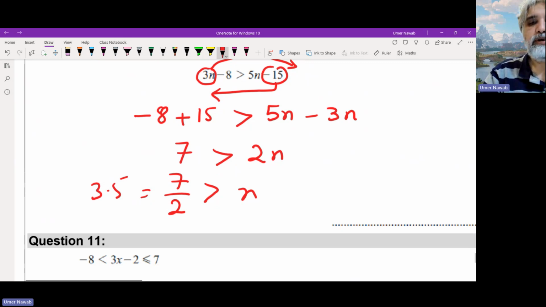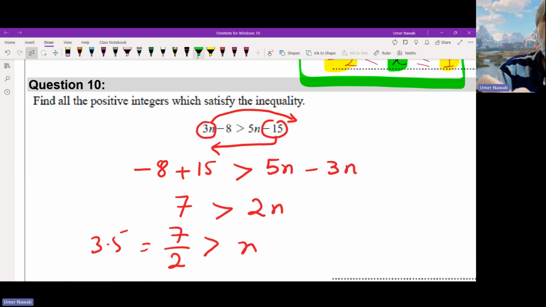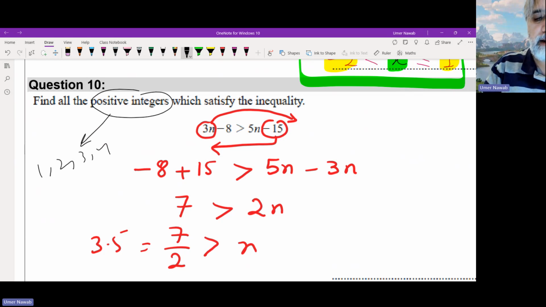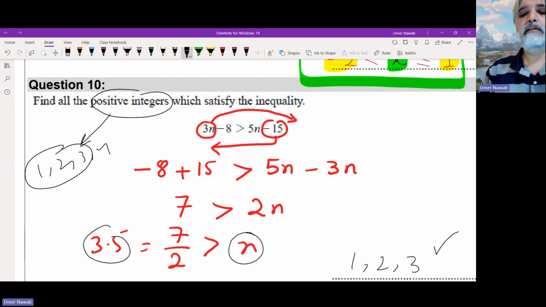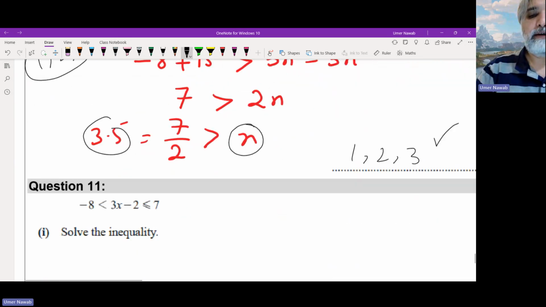So my friends, you have to write all the positive integers. As we know, the positive integers are 1, 2, 3, 4, 5, 6. I have to write all the positive integers which are less than 3.5. The positive integers which are less than 3.5 are 1, 2, and 3. So that's the final answer. You have to write it.